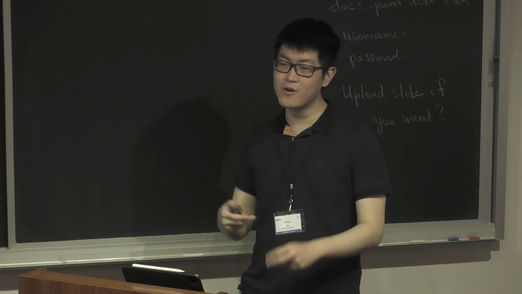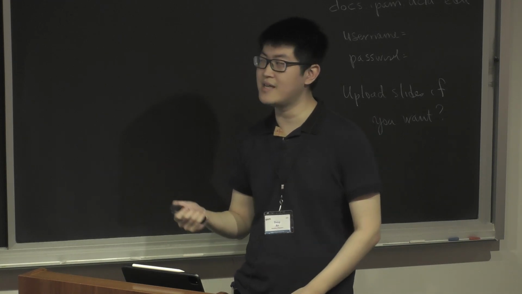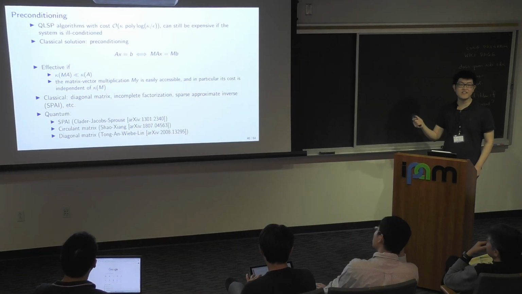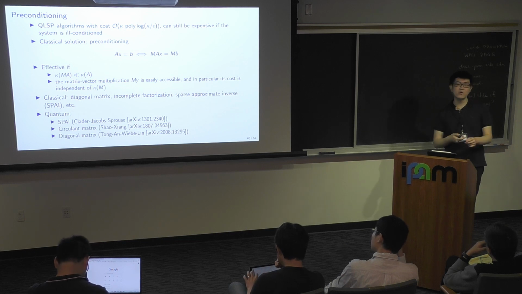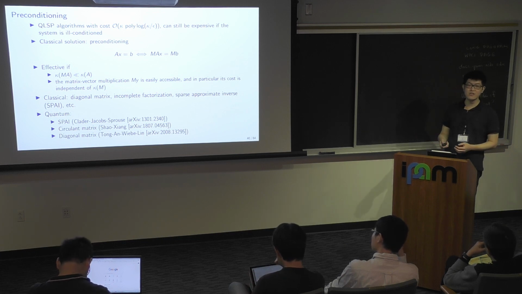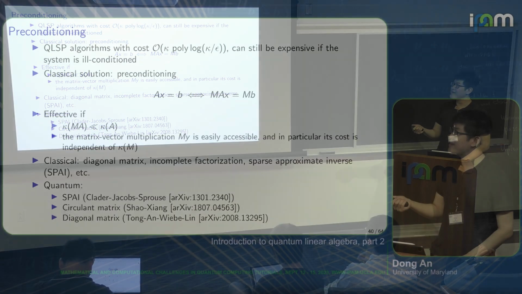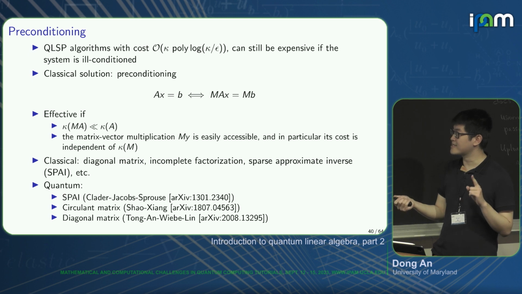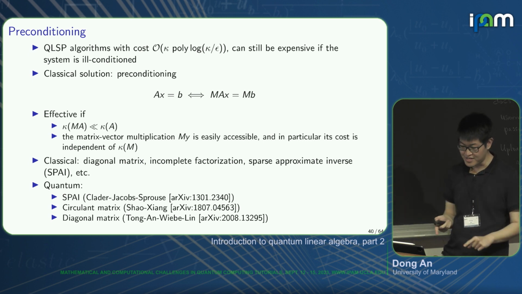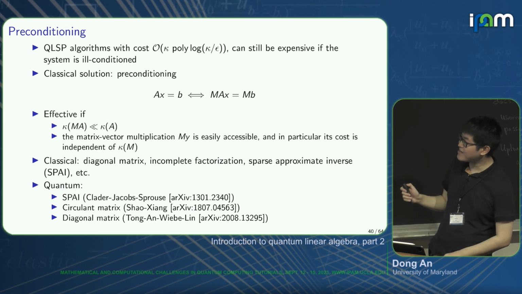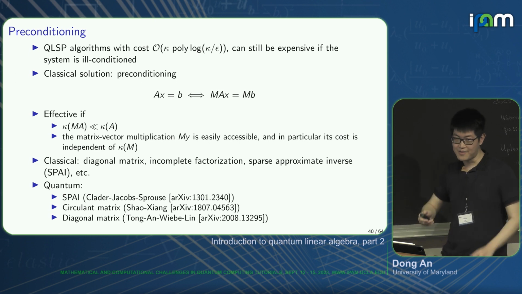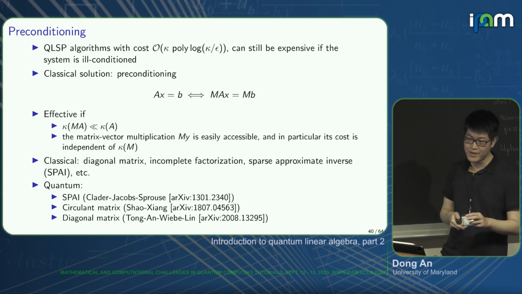And also, if your linear system has a very large condition number, then all the previous algorithms are very expensive because they have polynomial dependence in terms of the condition number. Classically, when we have some ill-conditioned system, we usually use a preconditioner, right? That is, we have another matrix M, and instead of solving the original AX equals B, we will solve MAX equals MB, and we want this matrix MA to have a smaller condition number. And this M is called the preconditioner, and on quantum devices, you can do something similar.